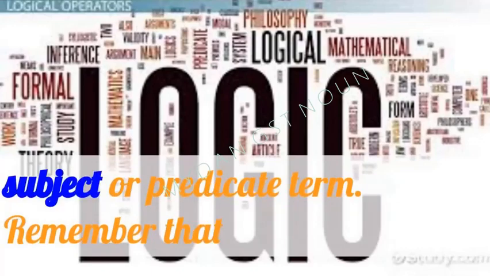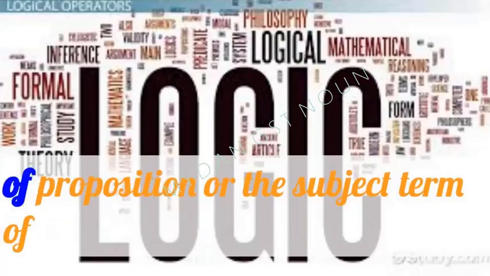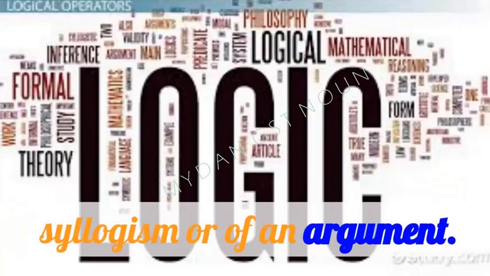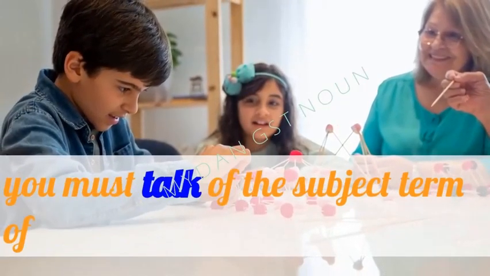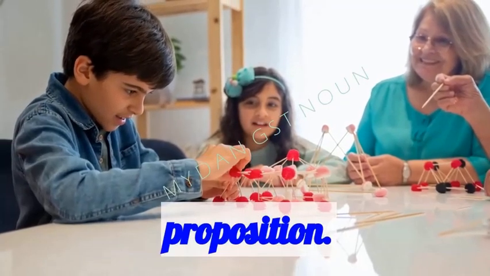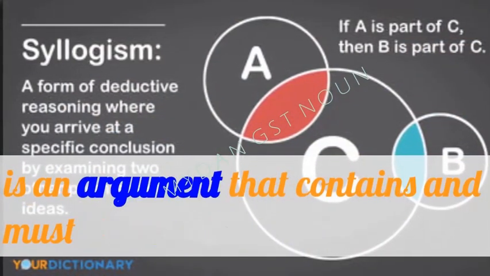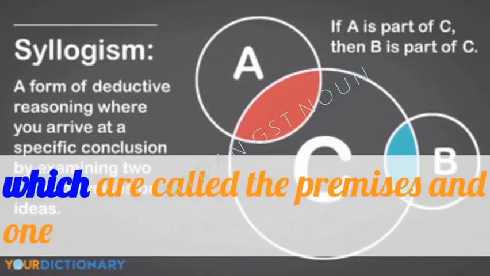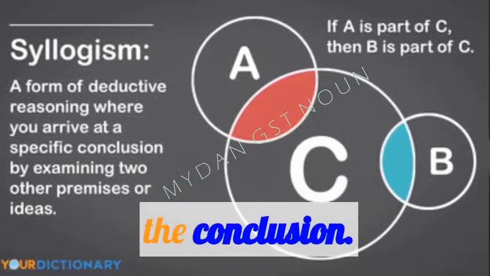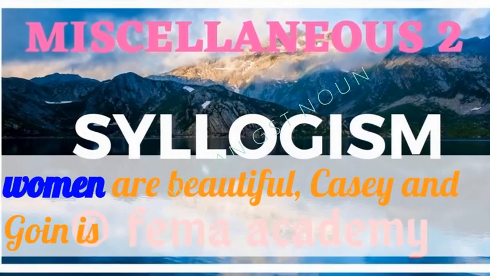3.3 Subject or predicate term. Remember that we can talk either of the subject term of a proposition or the subject term of a syllogism or of an argument. But always remember that in logic proper, you must talk of the subject term of a proposition. A syllogism is more than a proposition. A syllogism is an argument that contains and must contain three propositions, two of which are called the premises and one the conclusion.